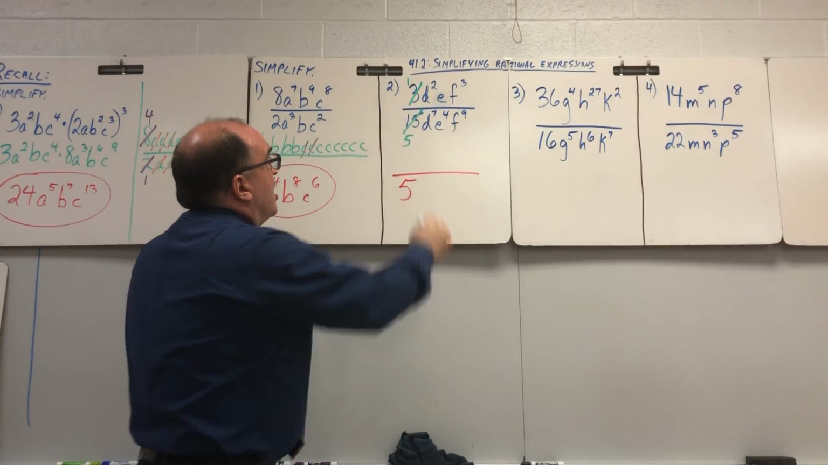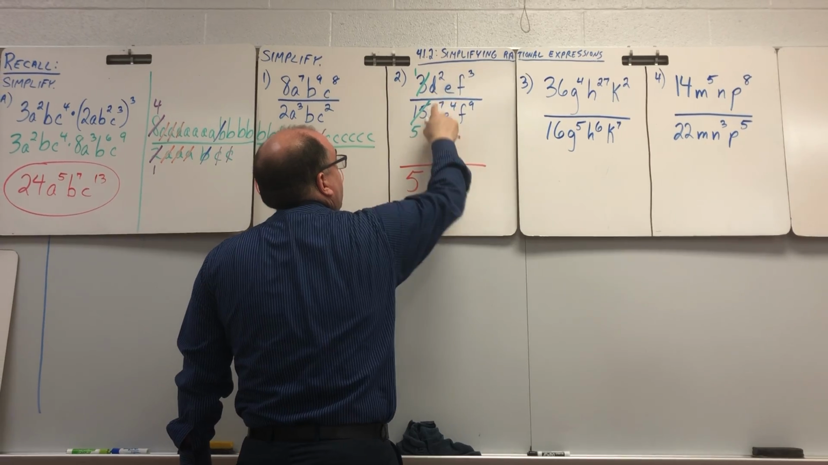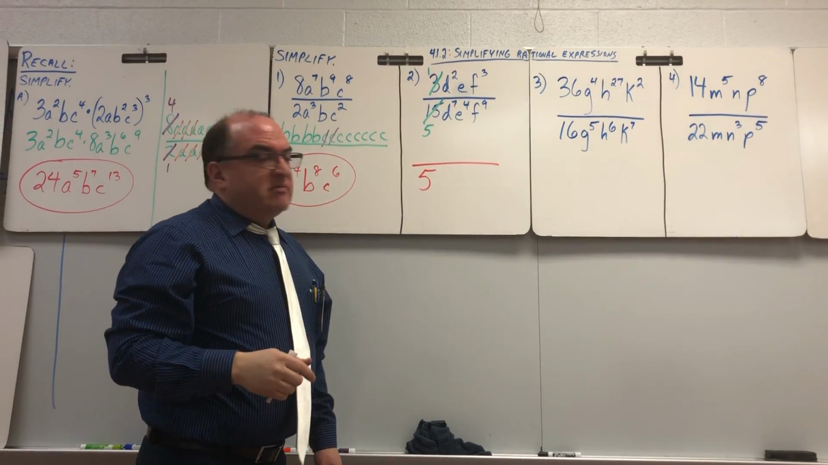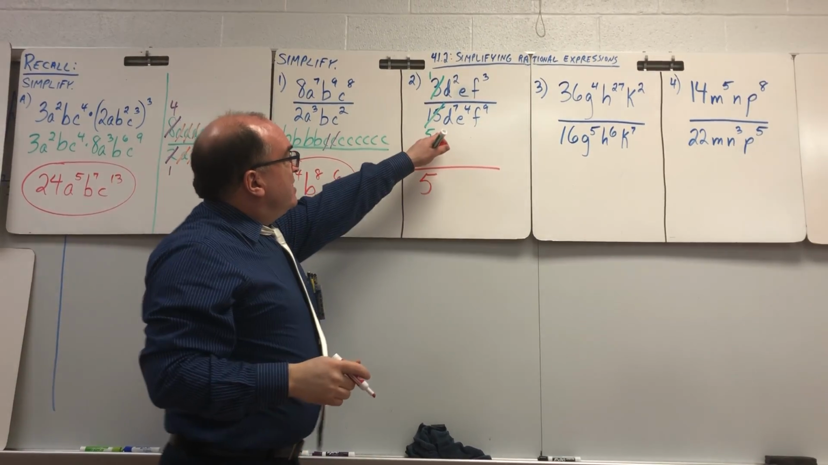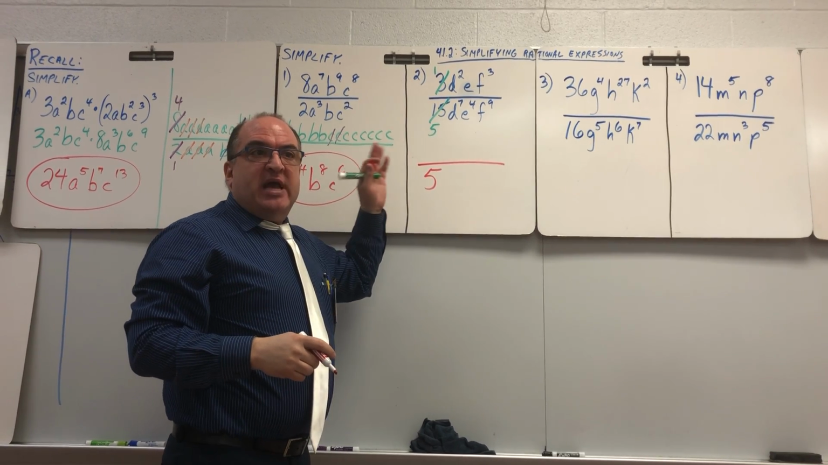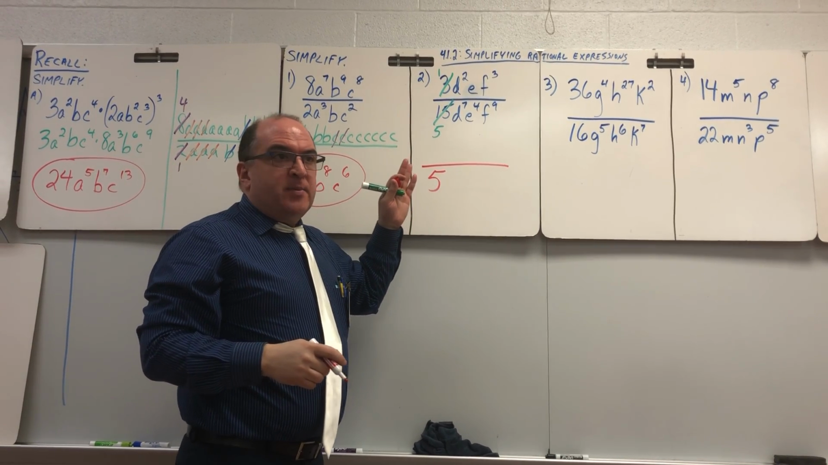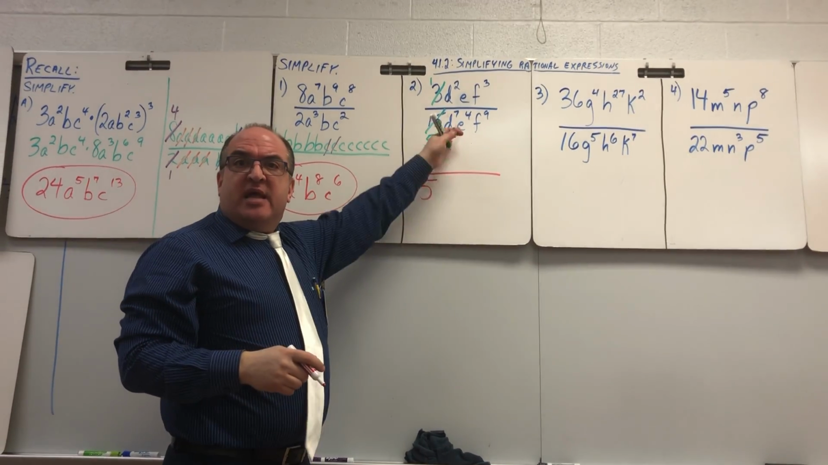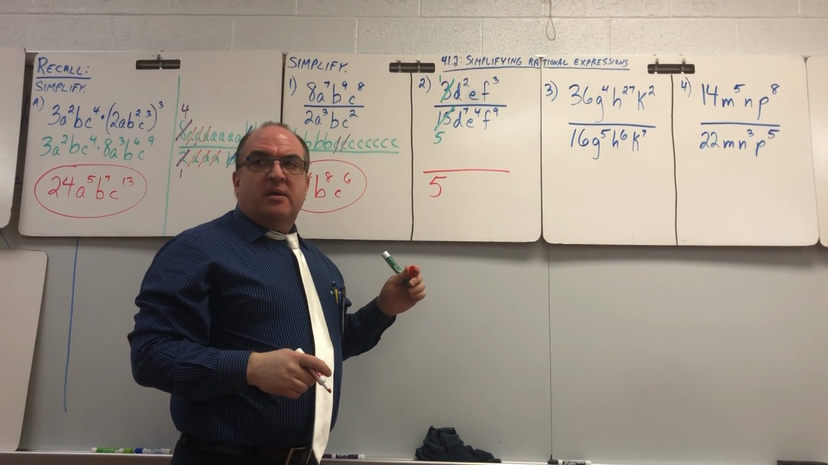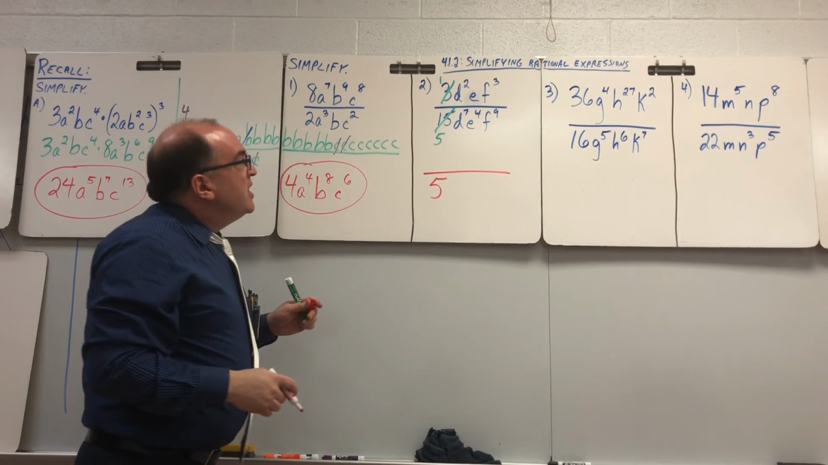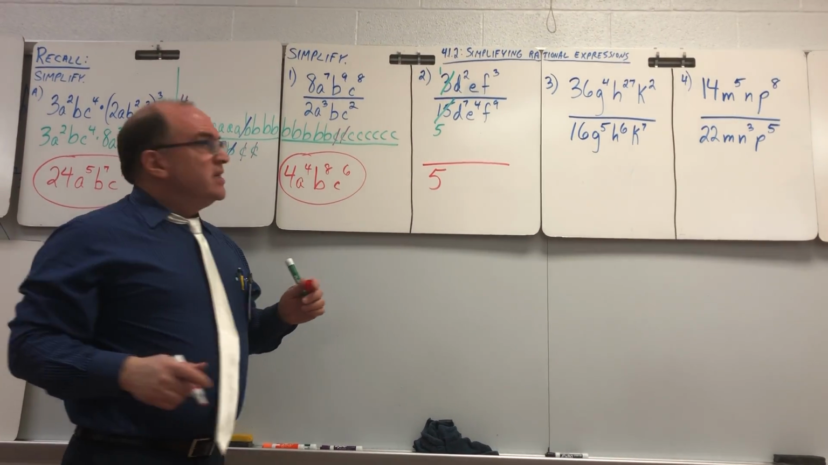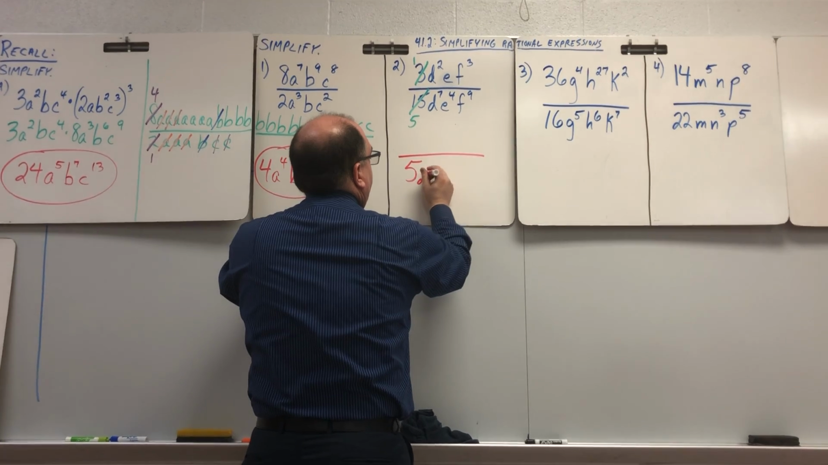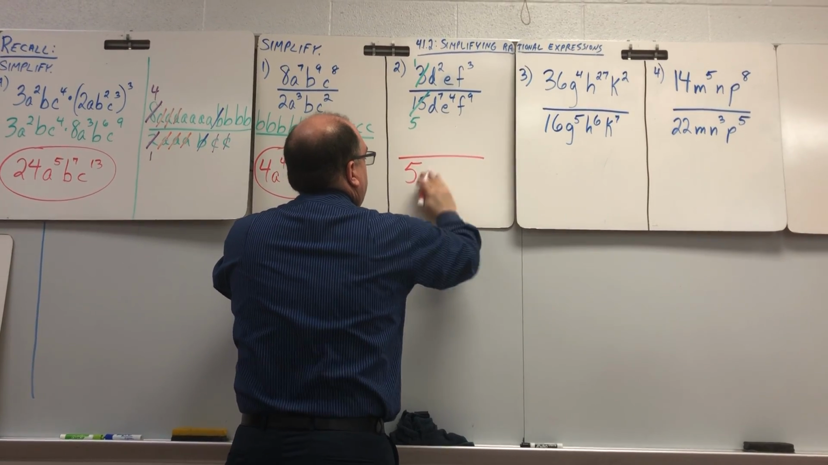Okay. D to the second over d to the 7th. All right. How many d's are left when you subtract 7 minus 2? 5. But are there 5 d's on the bottom or are they on the top? They're on the bottom. Does that make sense? Does it make sense that d to the 5th is down here?